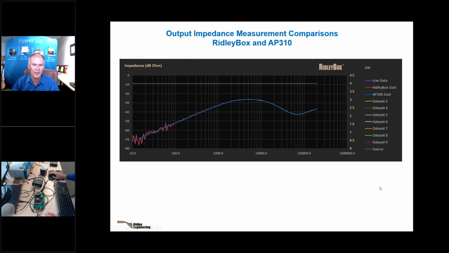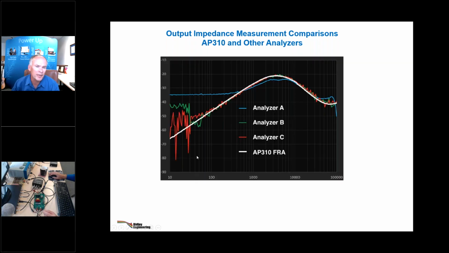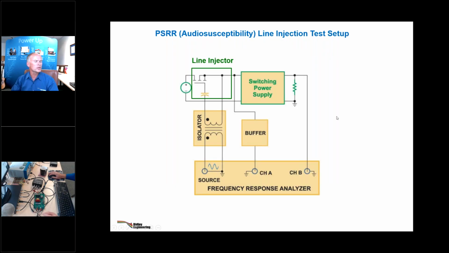And then ours, of course, the Ridley Box, it was where it should be, because we took really good care of ground, and we have the computer and the bias supply and the scope all in the same grounded enclosure. Okay, so we get the best results short of running with an AP. Hey, but give it a try. Try it on your power supply. You'll see what you get. Let's go to the next one.